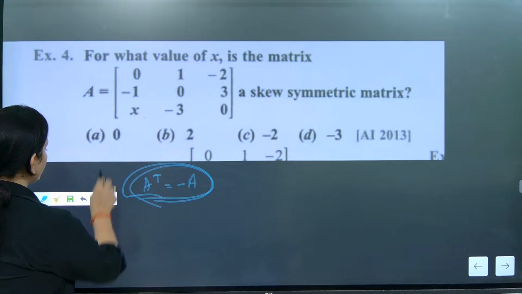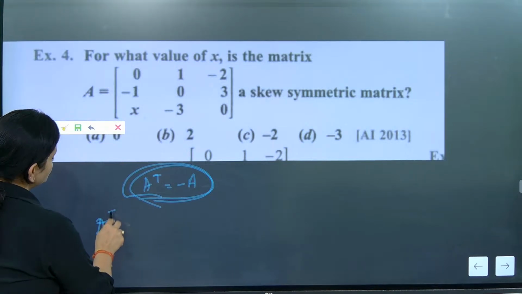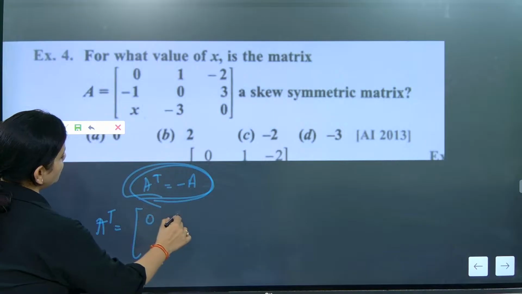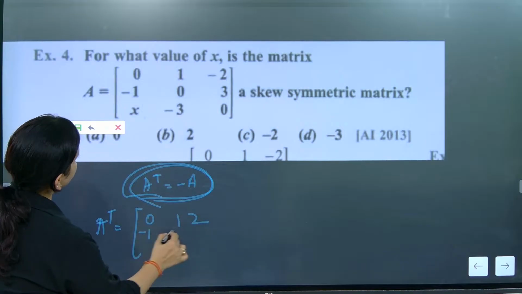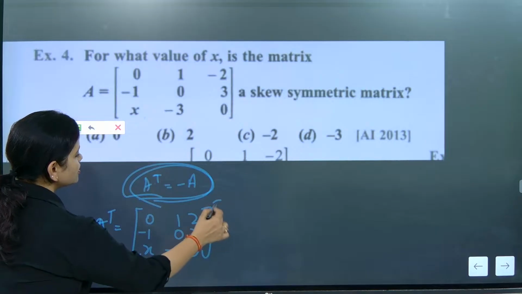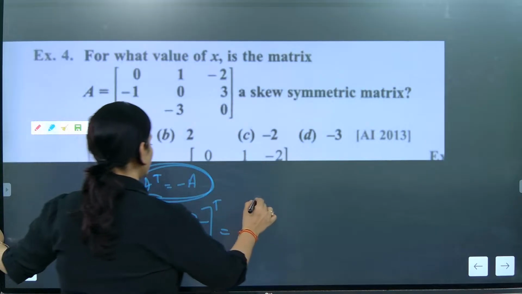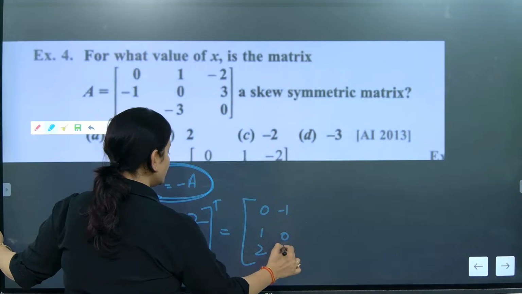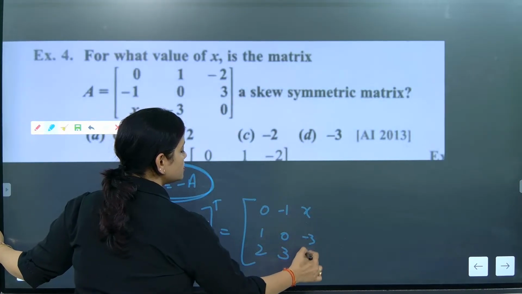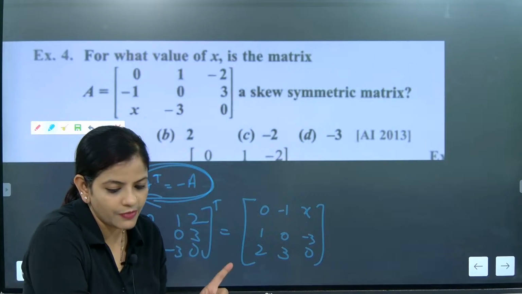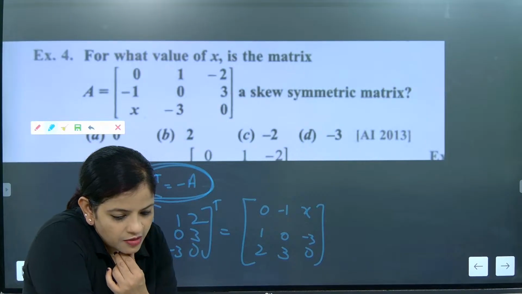So we will write the transpose of this equal to the transpose of this: 0 1 2, minus 1 0 3, x minus 3 0. When we write the transpose, the rows get converted into columns. So 0 1 2, minus 1 0 3, x minus 3 and 0. Come on. So we will write that equal to that part, and the answer will be coming as B.